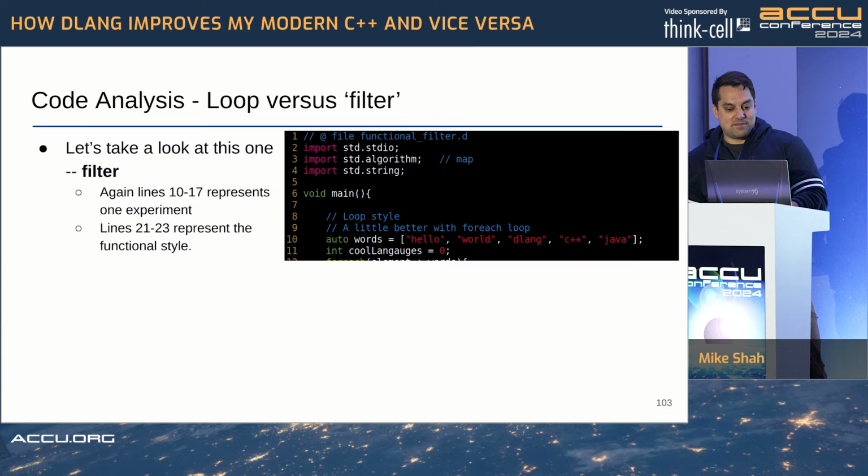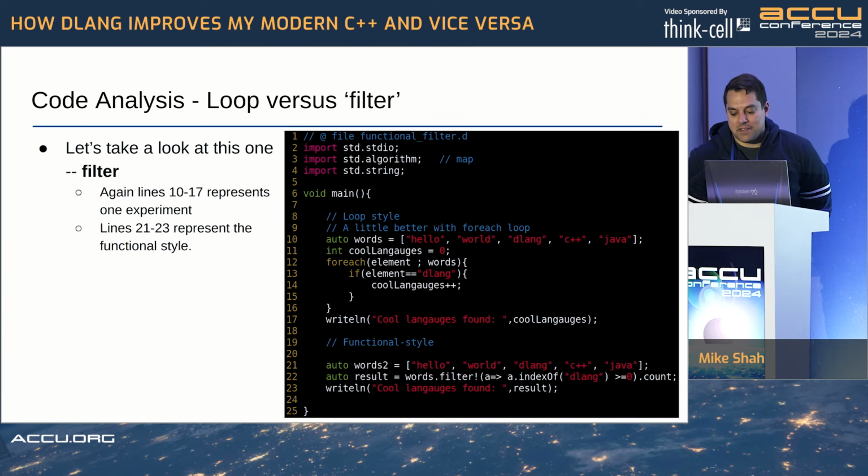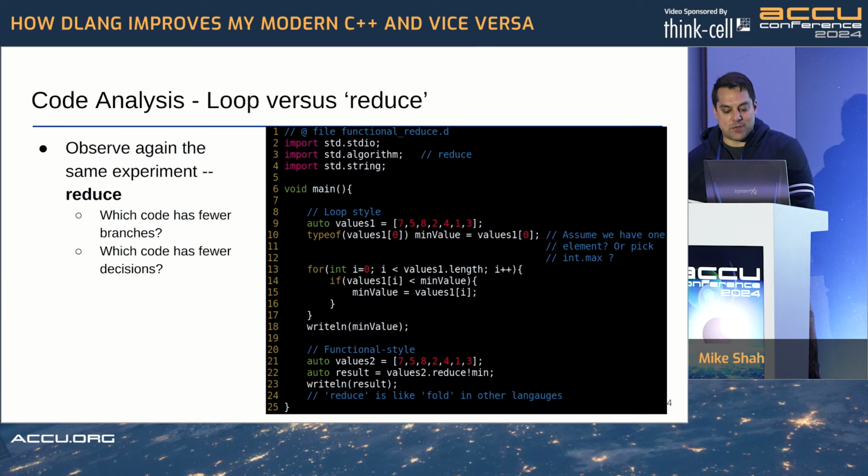All right, so there's map. Here's filter. I think we get the idea with the universal loop, but you could do this sort of as some examples here, and then reduce as well. And then to answer the question that was asked, which code has fewer branches, fewer decisions? Ideally, they should be the same performance.